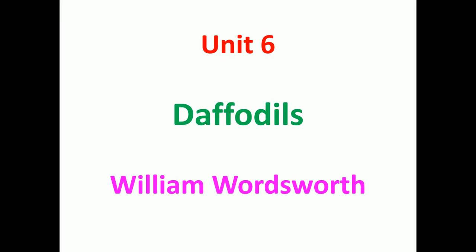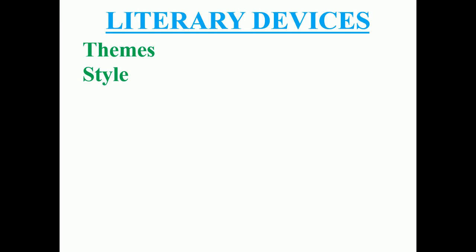Do you remember what we were discussing in the last class? In the last class, we were discussing the different literary devices used in this poem, the different elements used to beautify the meaning as well as its structure. First of all, we discussed the themes used in the poem, and then we saw the style implemented by the author to beautify the poem.